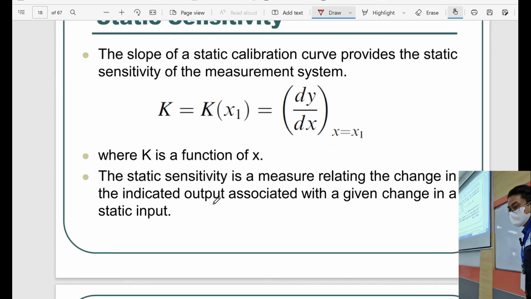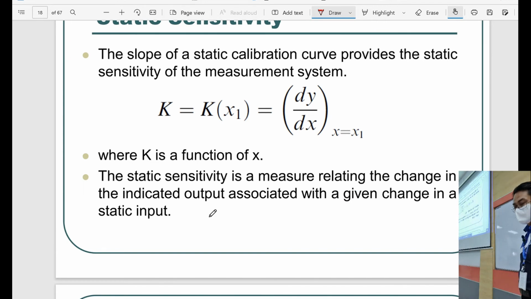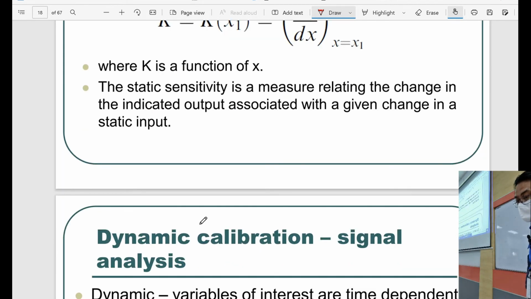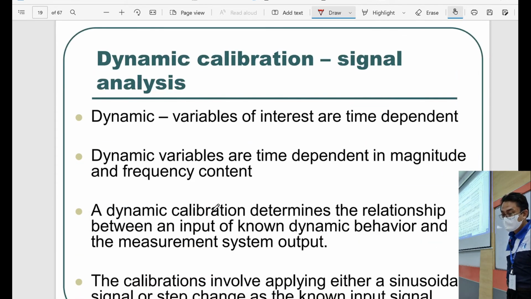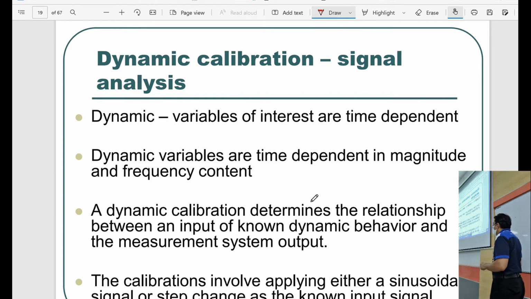Alright. So the statement there, dy/dx at x equals x1, means every x. Every x we have a different gradient. If linear, only one gradient. So this is actually static calibration. The other one is dynamic calibration. Actually it's for the dynamic analysis, which involves another measurement, which is the frequency content.